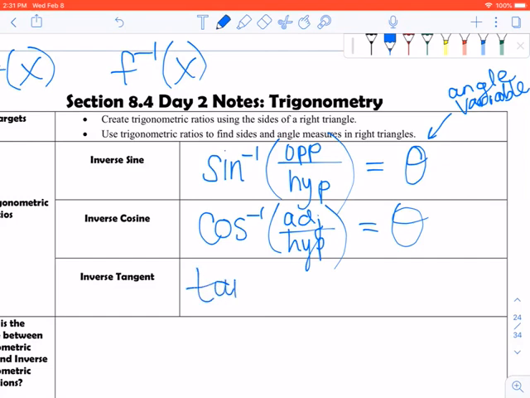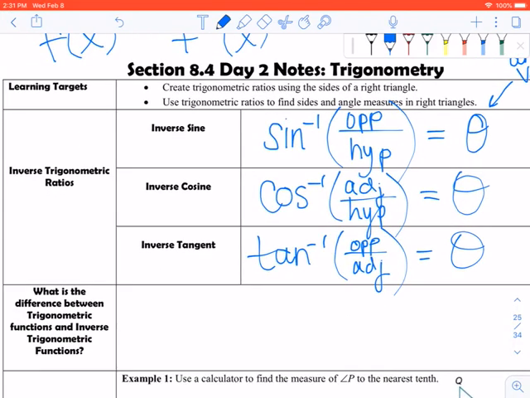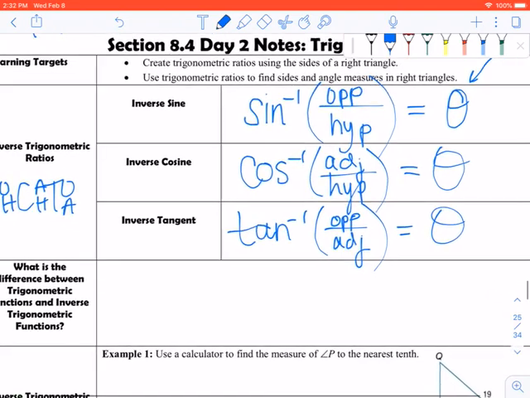So when we do the examples, we're still going to continue to label our triangle and then set up our ratio the same way we've been doing, but this time we're solving for the angle. Usually the angle goes with sine, cosine, tangent, so when we do the inverse, it's the opposite. The sine, cosine, tangent goes with the ratio instead. So for tangent, it's opposite over adjacent. Okay, so still SOHCAHTOA, but instead of solving for sides, we're solving for angles.